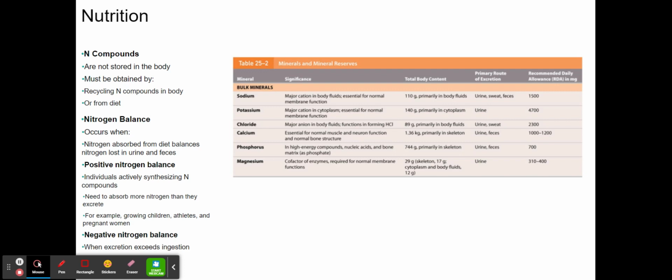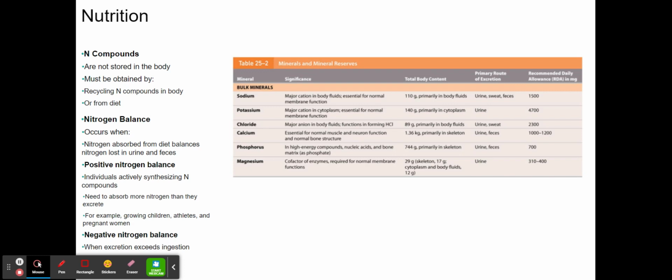Despite the importance of nitrogen to these compounds, your body neither stores nitrogen nor maintains reserves of nitrogen compounds, as it does carbohydrates, as in glycogen, and lipids, as in triglycerides. Your body can synthesize the carbon chain of these compounds, but you must obtain nitrogen atoms either by recycling nitrogen compounds already in the body or by absorbing nitrogen from your diet.